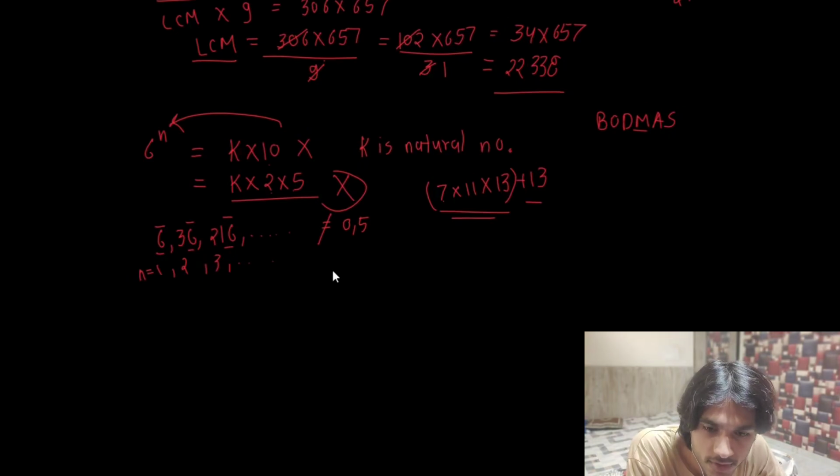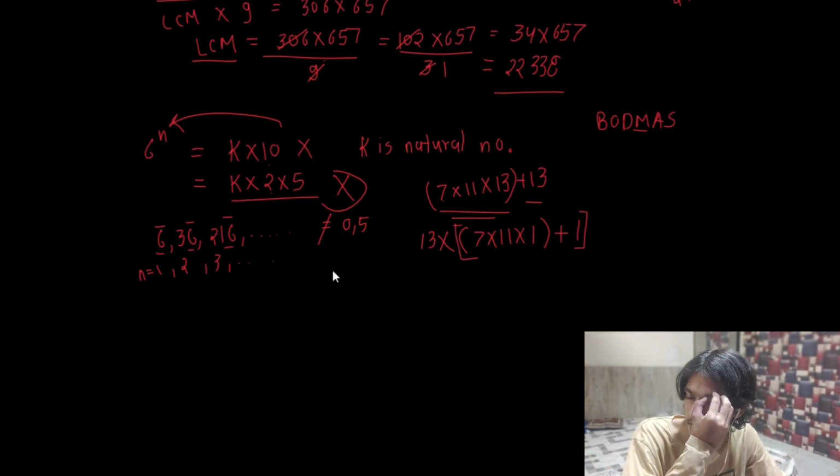Because both of these have 13 in common, I can take 13 as common. If I take 13 as common, I will have 7 multiplied by 11 multiplied by 1 here. Because this is actually 13 only, and if I have taken a multiple of 13 common from it, it will leave 1 here.